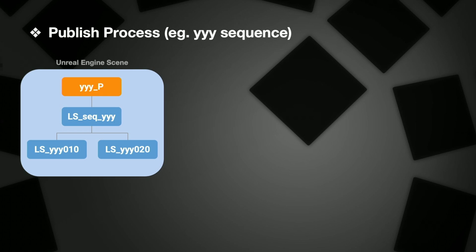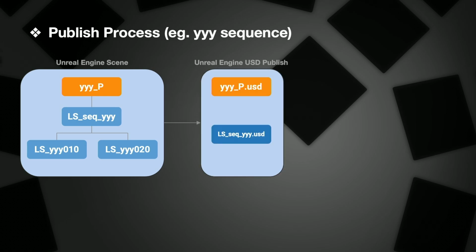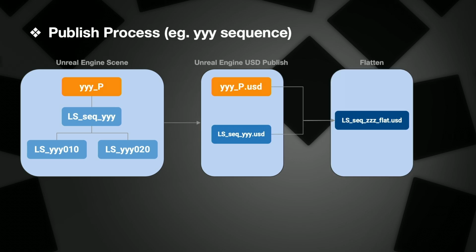So what happens if we publish that structure? If we use Unreal Engine's native exporter to publish that structure, it generates USD files per every level, sub-level, level sequence, and sub-level sequence. However, unfortunately, we have to flatten all of them because downstream departments don't have a concept of sub-levels or sub-level sequences.